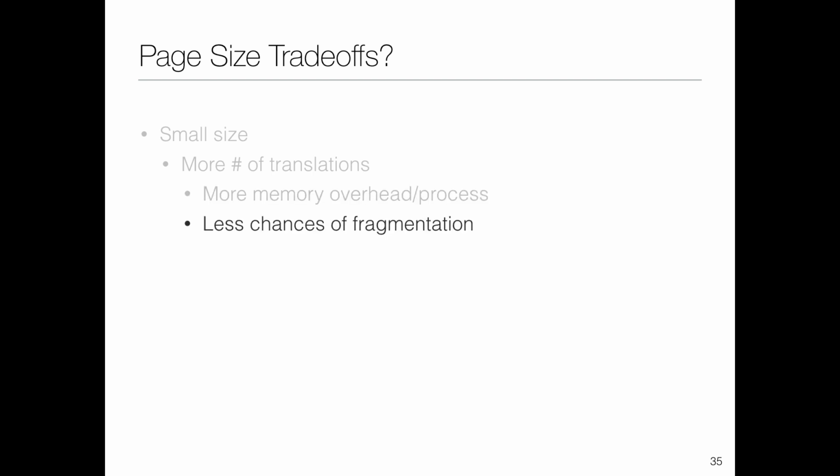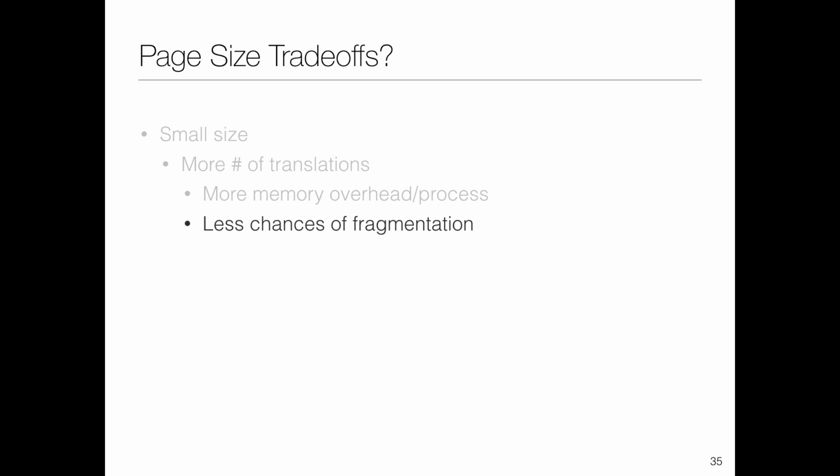So we've arrived at page size trade-offs. If we have a small size, we require a much higher number of translations. So that's bad, which also corresponds to a lot of overhead per process. We saw 4 MB per process when we were using 4 KB page size. But the good side is that there is a very low chance of fragmentation.